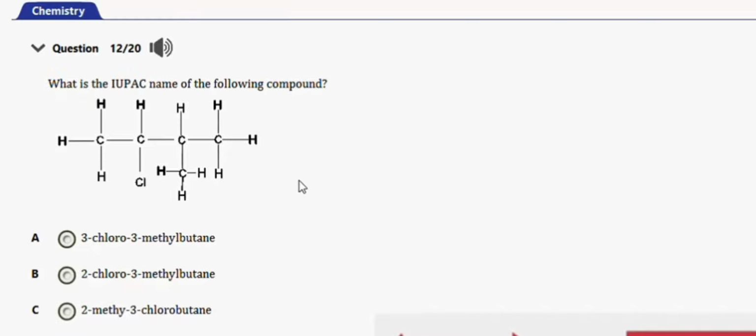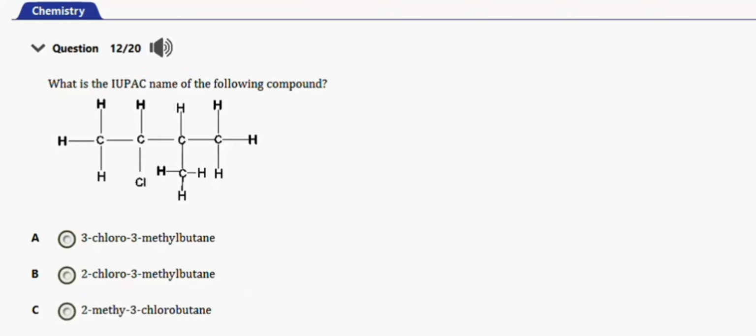Really appreciate this. So this question says, what is the IUPAC name of the following compound? So the IUPAC name of this compound will be 2-chloro-3-methylbutane. Yeah, that's the answer. You start from your left to the name. So we have chlorine element here, the chlorine group, so we have methyl group here, so this will give us 2-chloro-3-methylbutane. So that's it for this question.